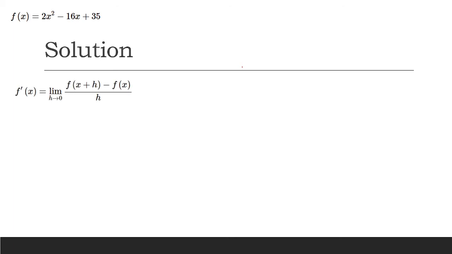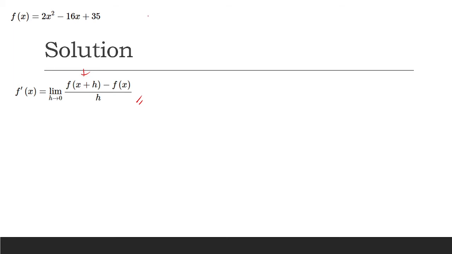Again, this is our equation or definition for the derivative. That is, f prime of x is equal to the limit of f of x plus h minus f of x over h as h approaches 0. So what are we going to do here? First, we need to find f of x plus h.